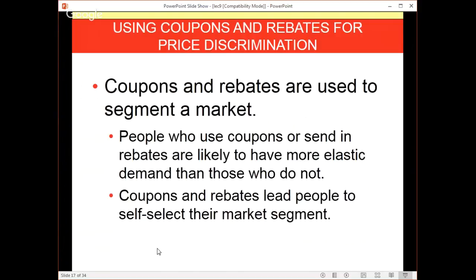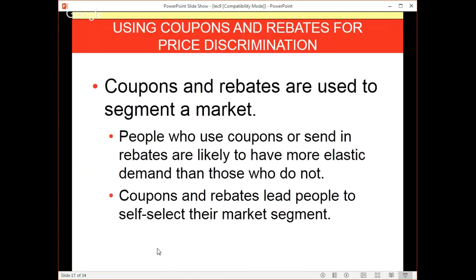if I can separate out the people who use coupons and those who don't use coupons. People use coupons or send in rebates only if they have a more elastic demand curve. If I knew how much more elastic, I can determine how big the coupon should be to maximize profits. And of course, having these coupons or rebates gets people to self-select their target segment. In other words, it tells me if their elasticity is high or not.